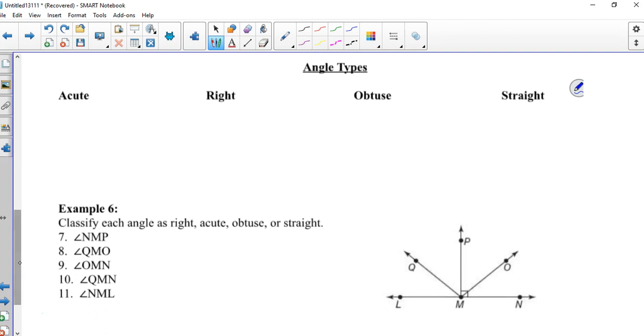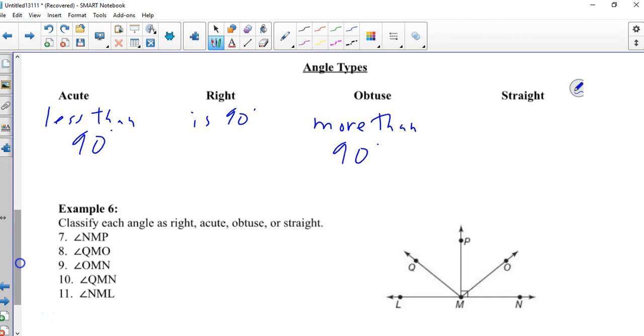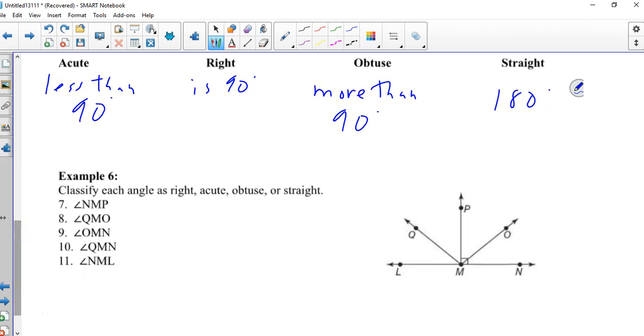And now, last but not least, angle types. Acute is less than 90 degrees. Right is 90 degrees. Obtuse is more than 90 degrees. And straight is 180 degrees. So now we're just going to classify and then be done. NMP. So start at N, go to M, and P. We see this symbol here. It's right.